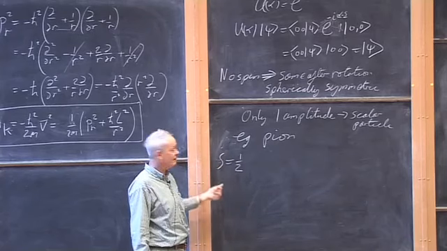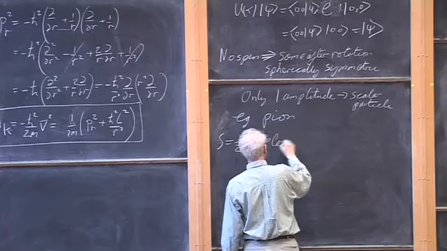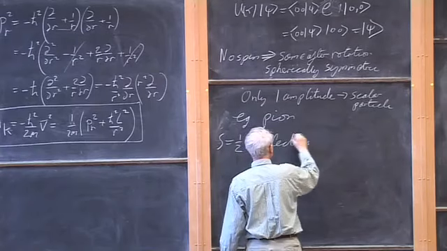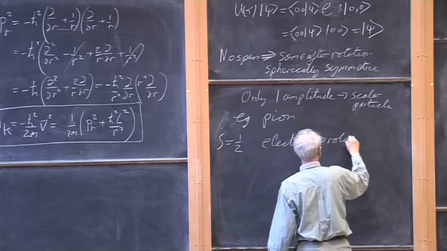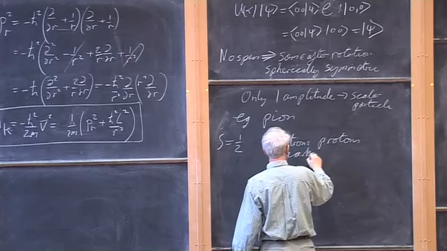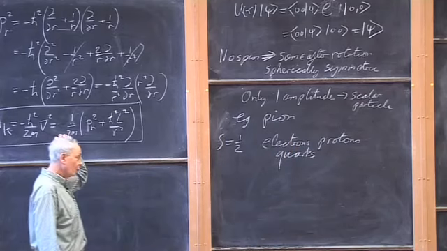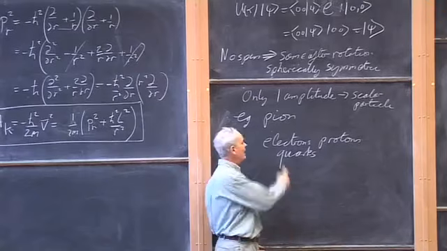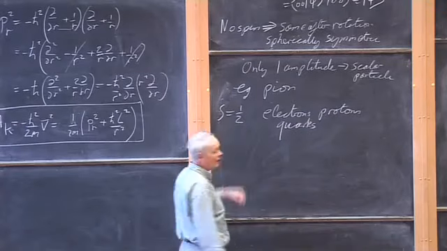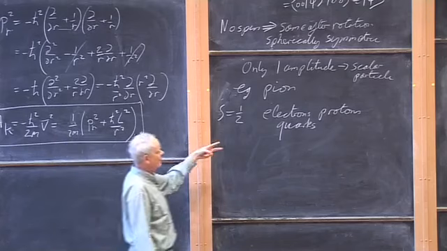And we're all built out of S equals a half particles. So this is electrons, protons, quarks, therefore neutrons, a wide range of things. Anything made out of an odd number of quarks will be an S equals a half particle. Well, we'll prove that later on. Okay, so this is a really big class.